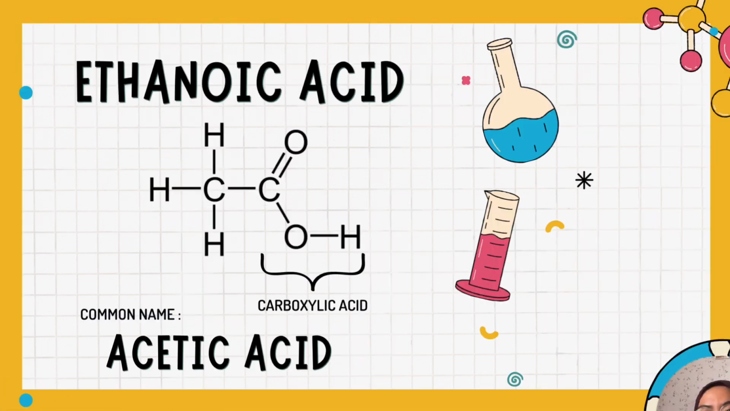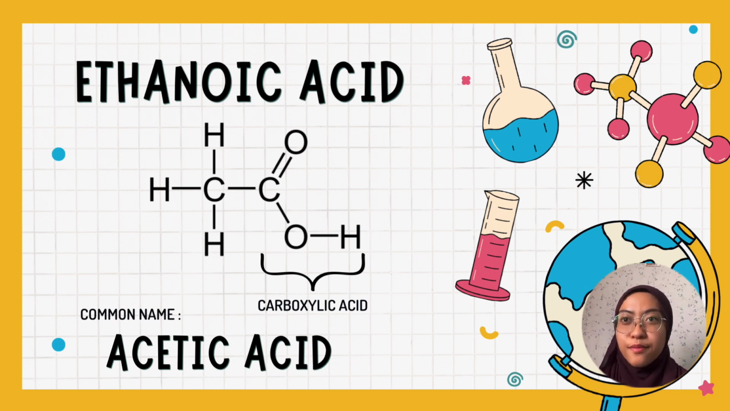So this is the chemical structure of ethanoic acid. Same as ethanol, it contains two carbons, but the functional group is a carboxylic acid group, which is C double bond O, OH. So we need to put "oic acid" at the back of the name, which is ethanoic acid. This compound is also commonly heard as acetic acid.